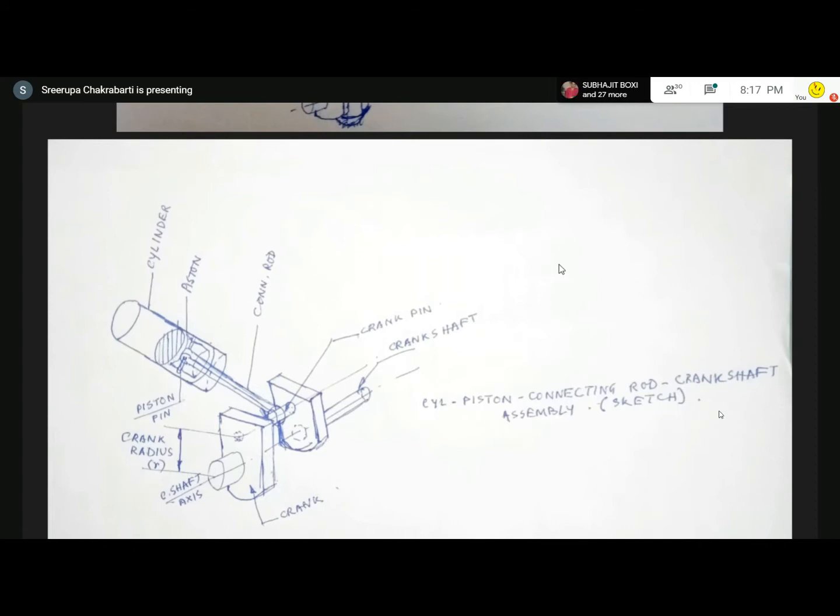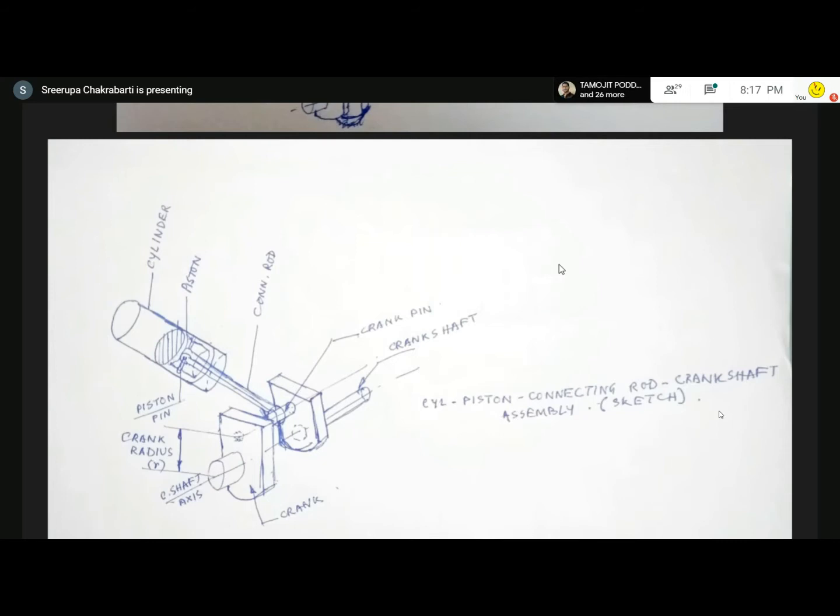The crank pin is an integral part of the crankshaft. And the crankshaft is not a continuous shaft, but you can say a zigzag type of stepped shaft. So there are two cranks, and the crankshaft axis is slightly offset with respect to the axis of the crank pin. Have you seen this diagram? Is it clear to you?